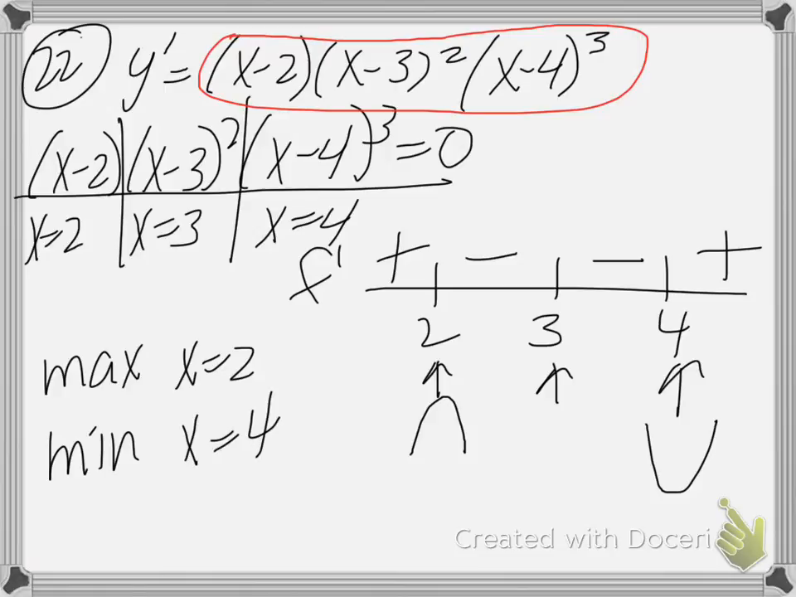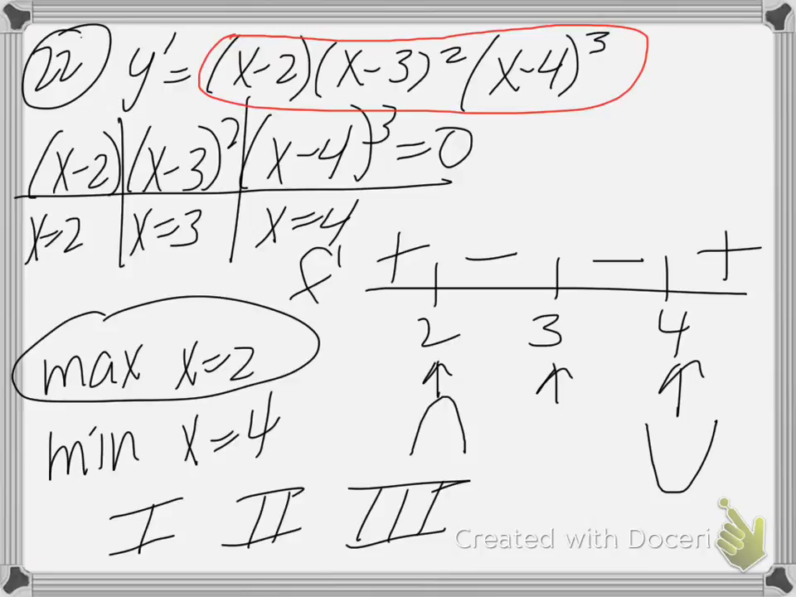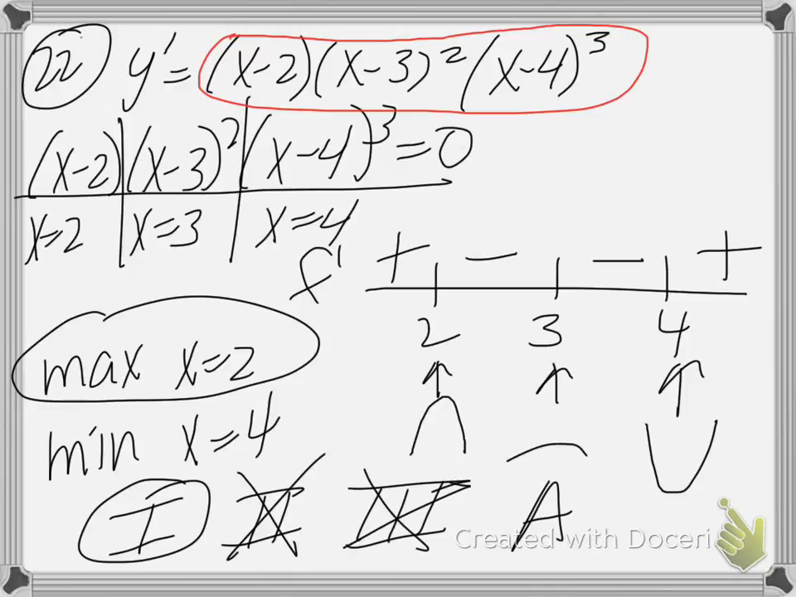So now you're going to look at the choices. You have choice 1, 2, and 3. Choice 1 says there's a max at x equals 2. Yes, that's true. Number 2 says there's a min at x equals 3. That is not true. For number 3, there's a max at x equals 4. No, that's not true. There's a min at x equals 4. So the only thing true is number 1, and that is choice A.